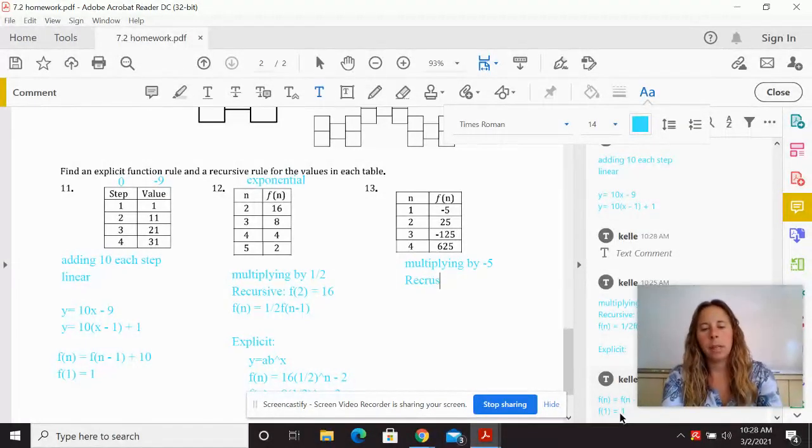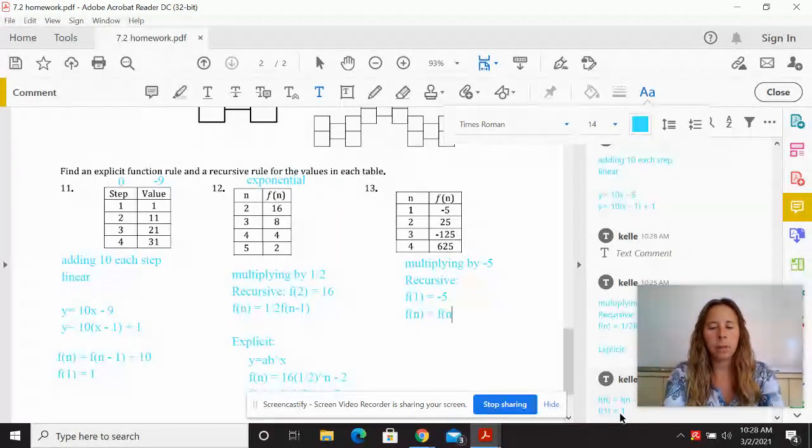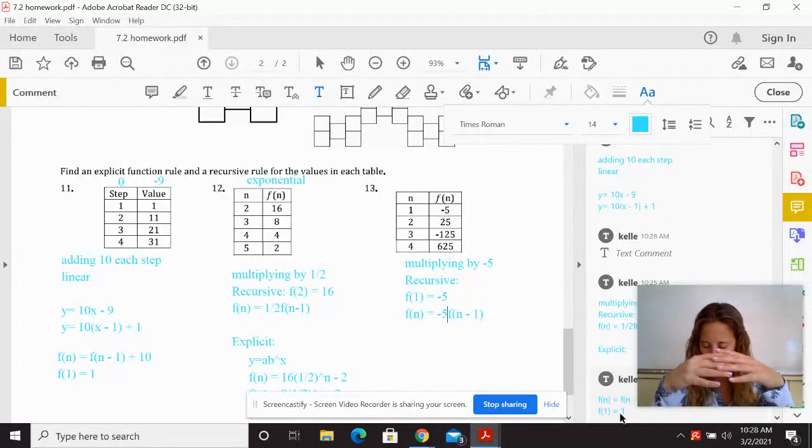So the recursive would be identify where you start. So f of 1 equals -5. And then f of n equals previous term. And then it's times -5. So I'm going to put it in front like that. I think that's how your book did it too. Yeah. Okay. But if you want to put f of n minus 1 times -5, that's fine. As long as I know you're multiplying your previous term by -5.